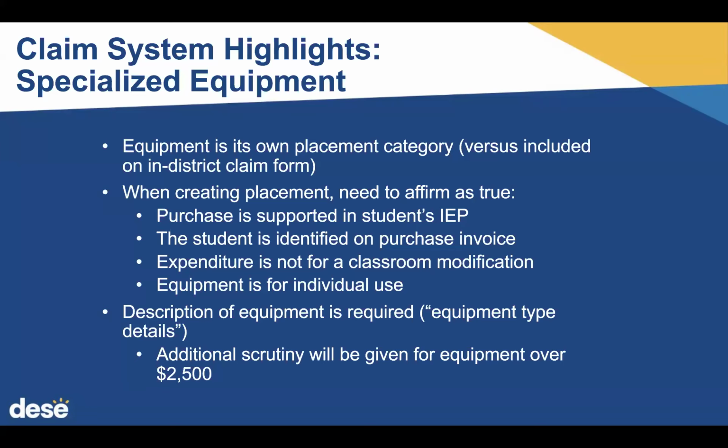The equipment also needs to be described in the claim. The description does not need to be detailed or extensive, but it needs to be clear enough to support the claim. When our department reviews claims, we stratify equipment claims over $2,500 for additional review and may contact you to obtain more information as necessary.